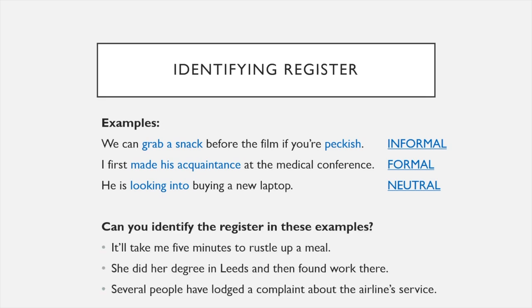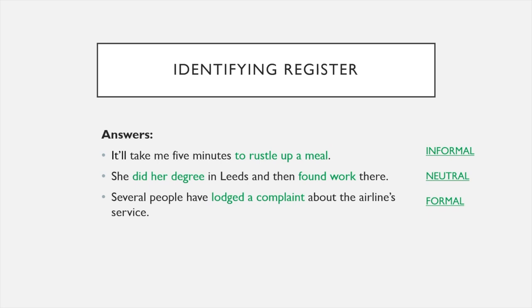So, can you identify the register in these examples? Press pause and press play when you're ready to continue. So let's see how you got on with the task. It'll take me 5 minutes to rustle up a meal is an example of informal language. To rustle up a meal means to prepare or to make something to eat.